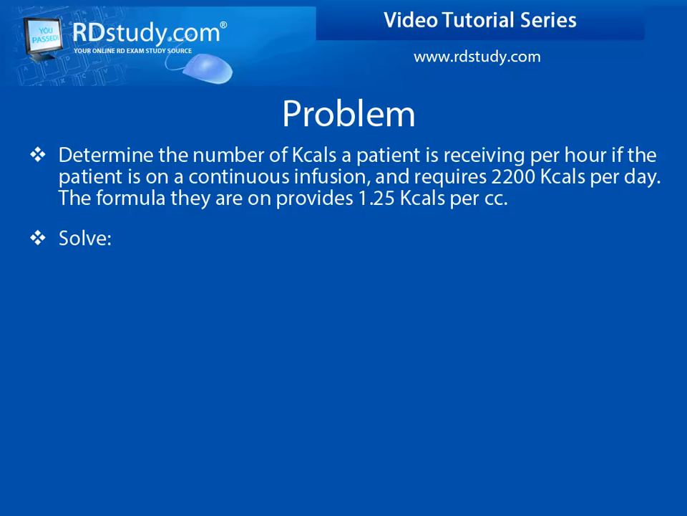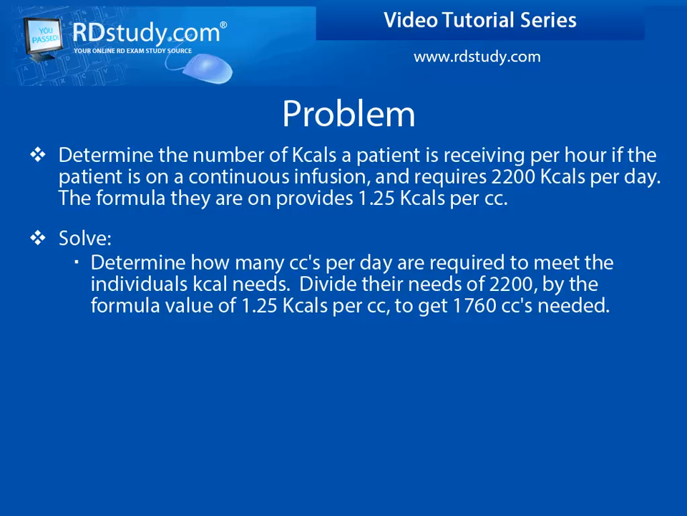As before, the first thing we need to do is determine how many cc's per day are required to meet the individual's kcal needs. To do this, start by dividing their needs of 2200 by 1.25, which is how many kcals are in 1 cc of formula, and we get the answer of 1760 cc's needed.